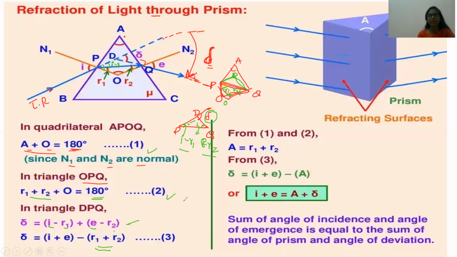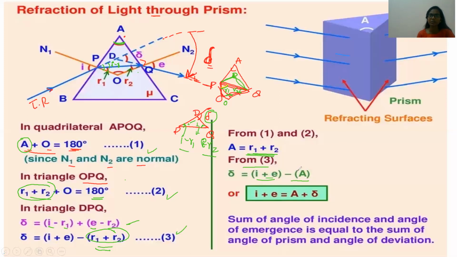So now we observe equations 1, 2, 3. We can solve these equations. From 1 and 2, in place of 180 degrees, the left hand sides are equal, and on the right hand side O is also equal, so it cancels. Only A and R1, R2 are left. So angle A is equal to the sum of these angles, R1 plus R2. And from 3, in place of R1 plus R2, just replace with A. So what you will get is I plus E is equal to A. Now rearrange this: A plus I.